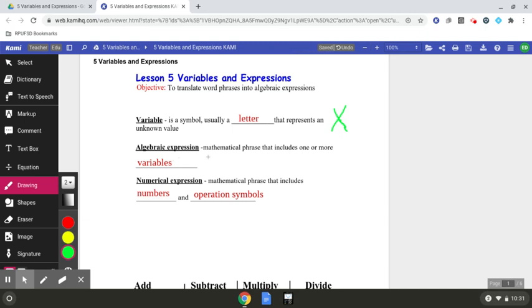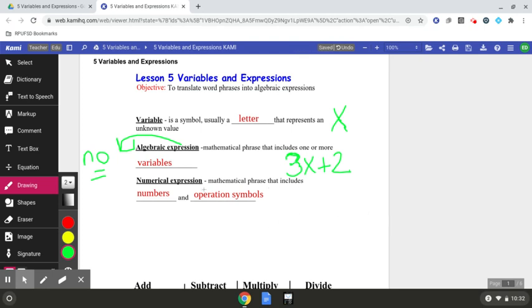Okay, the second term here is an algebraic expression, which is just a mathematical phrase that includes one or more variables. So something like 3x plus 2. Right? That's an algebraic expression. It has, first of all, no equal sign. That's what makes it an expression. So the fact that it has no equal sign makes it an expression, and it has one or more variables. It has an x in it.